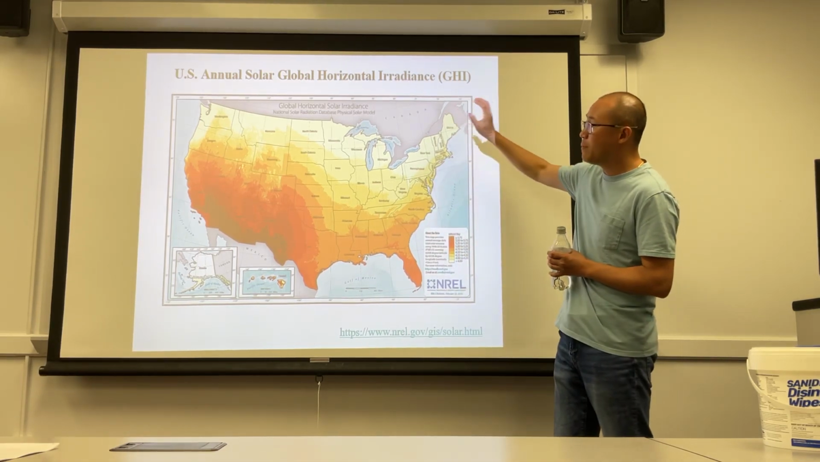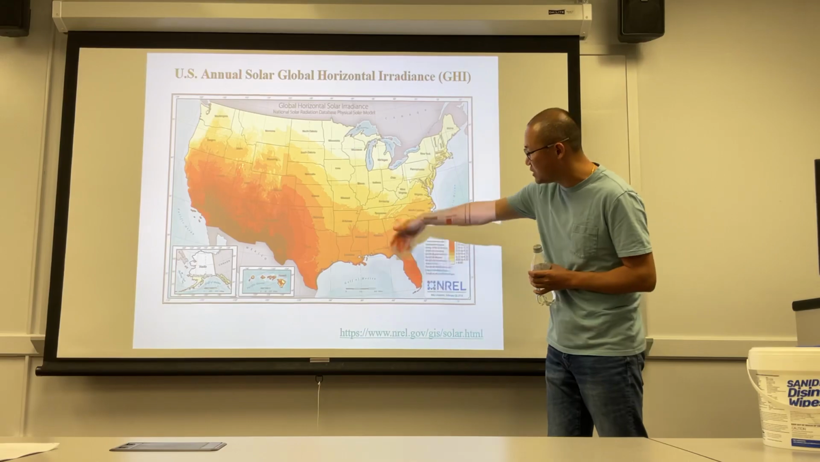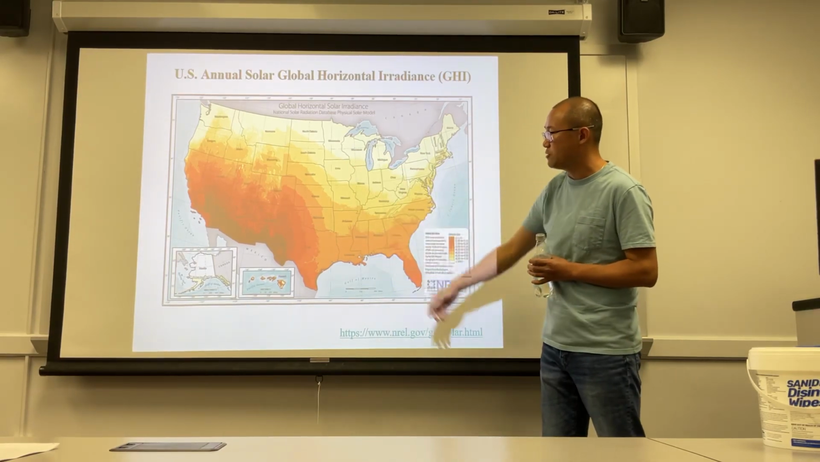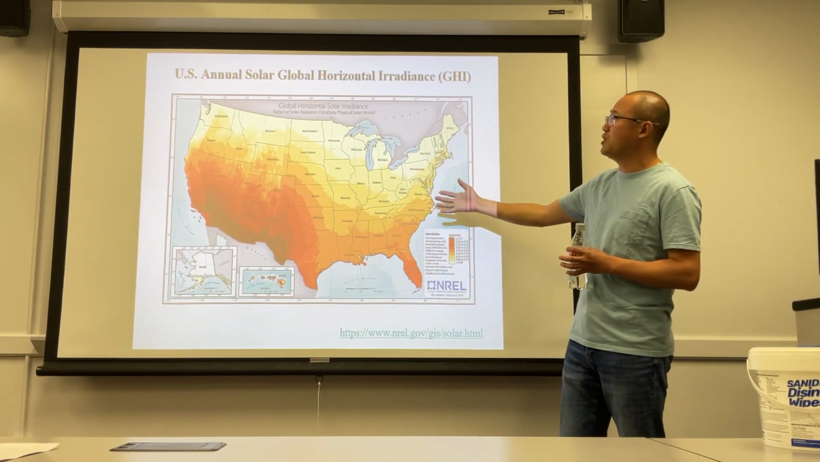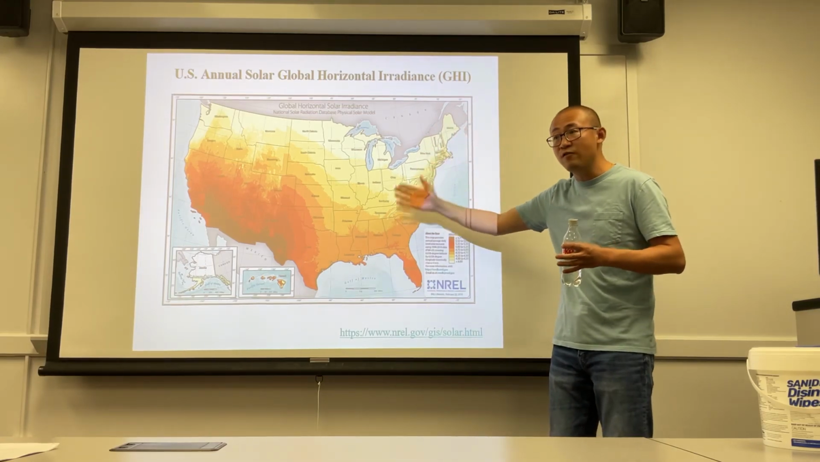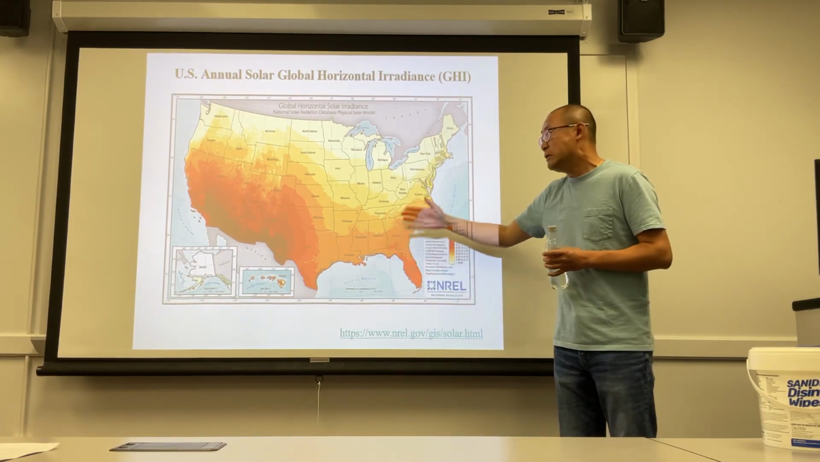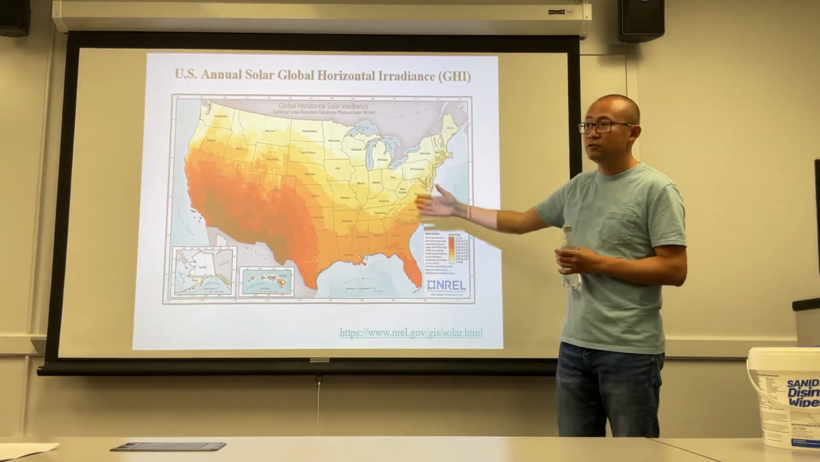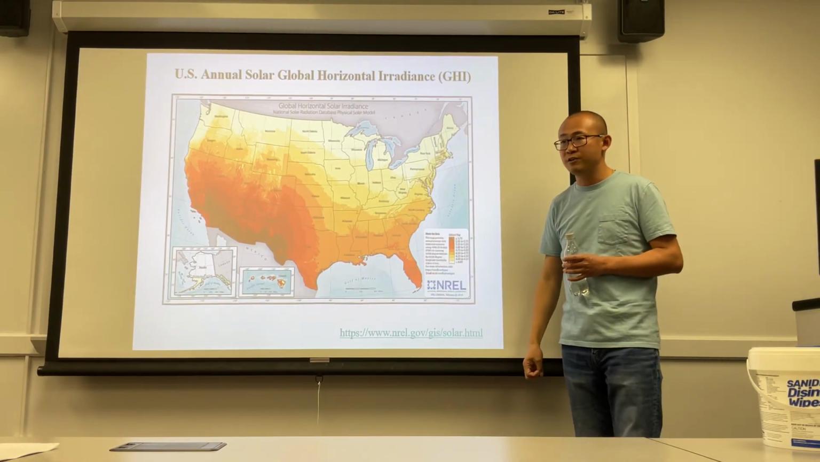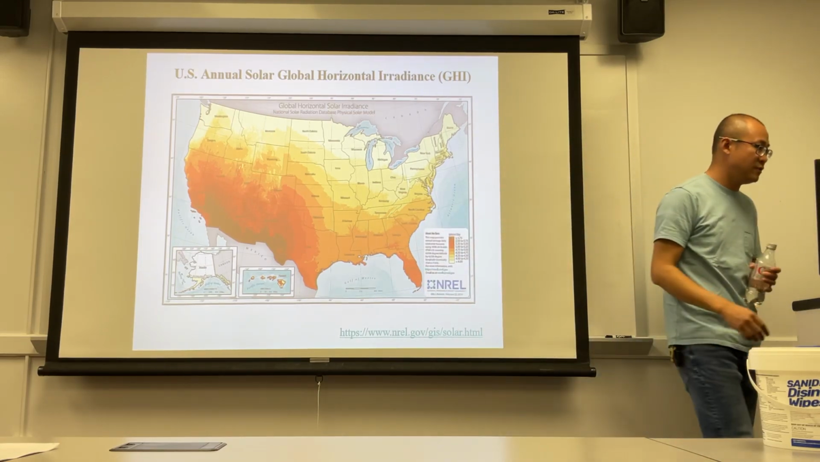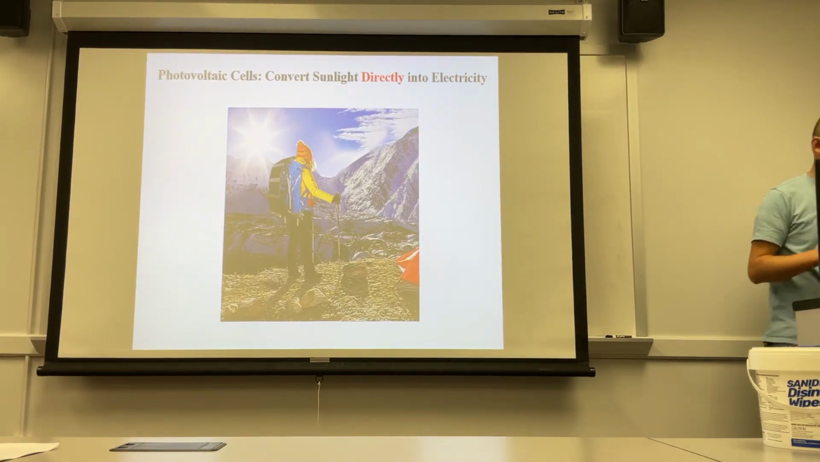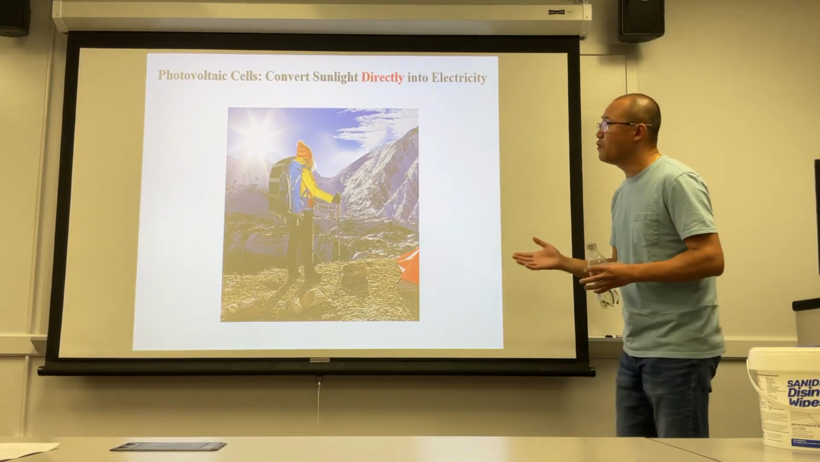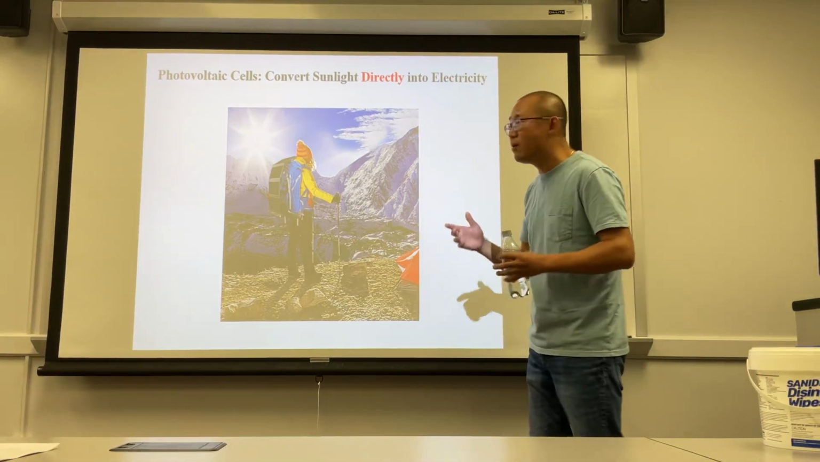Now the north part is a little less than us, but you can see from the southeast to the southwest, California, Arizona, the radiation strength is very strong, and it tells us what? Solar energy can totally be applied to this whole country, especially the south part of this country. And like I said, devices using photovoltaic cells are around us.